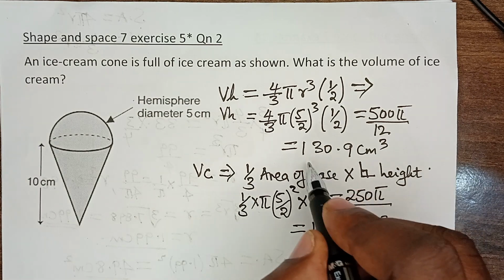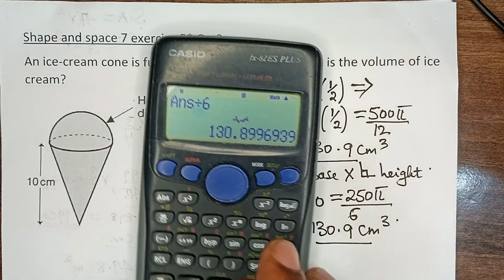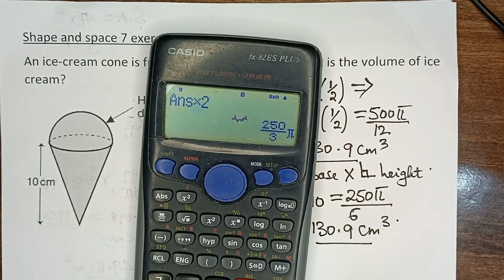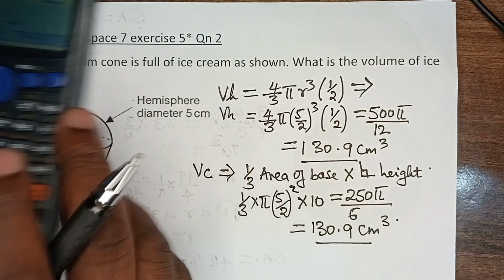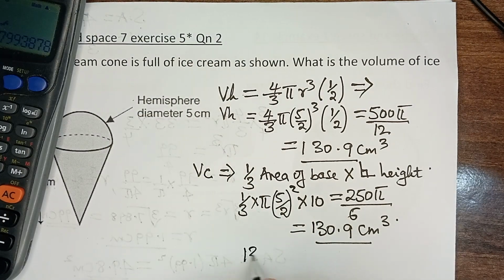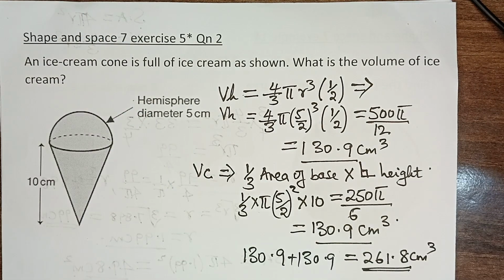But now, because we have both volumes, at least we can add them up. We have that volume and we have this volume, which are actually identical. So you just say times 2, or you add them together. 130.9 plus 130.9 gives 261.8. The volume is 261.8 centimeters cubed. Okay, thank you so much.